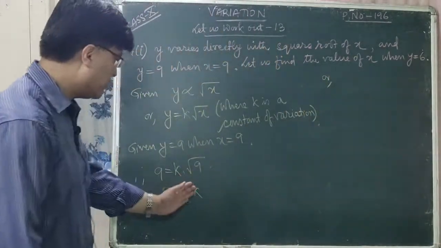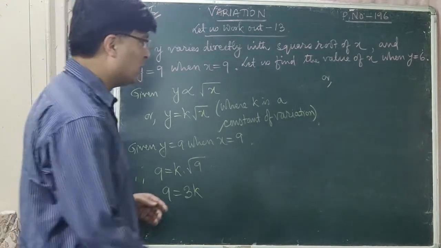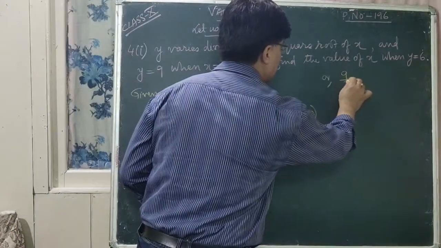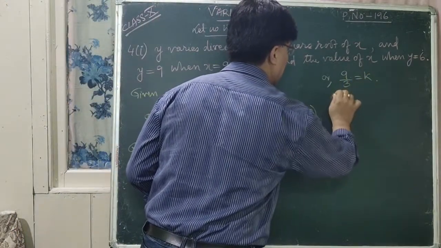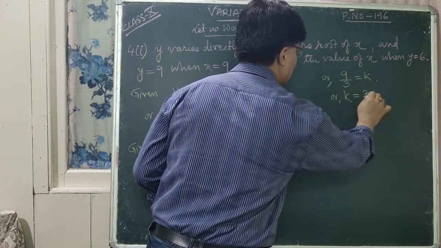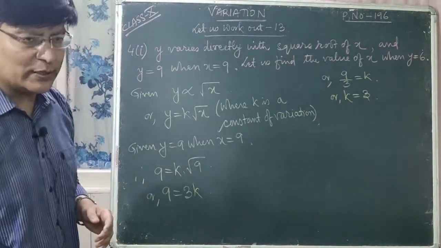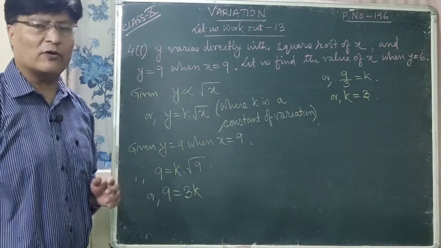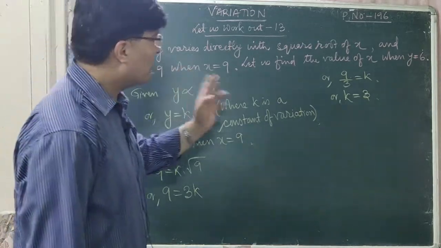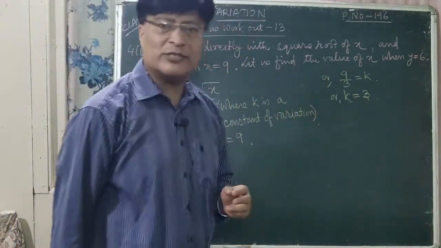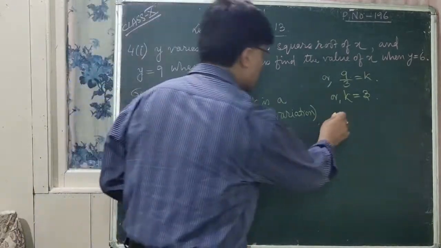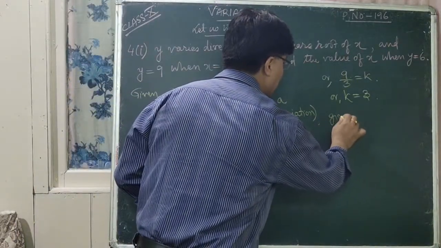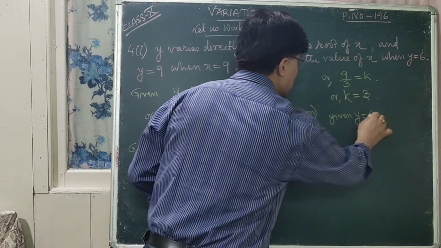So when 3 goes to the left hand side, it goes to the denominator. So it becomes 9 by 3 is equal to k. Or what is the value for k? K is equal to 9 by 3, which is 3. So k is equal to 3. That is the value for the constant of variation. Now we have to find out the value of x when y is equal to 6. So now given y is equal to 6.